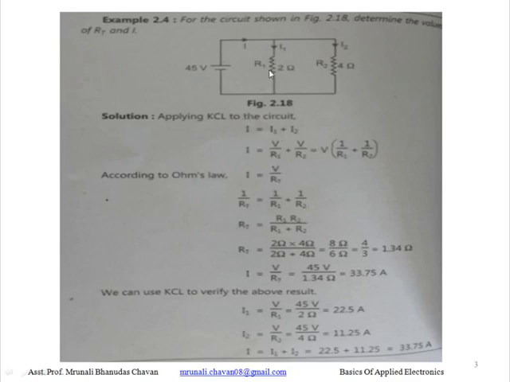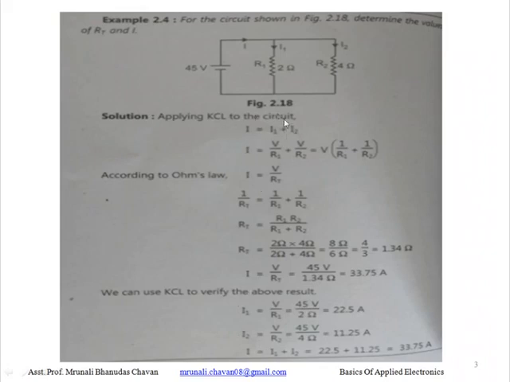आता आपल्याला माहिती आहे I1 साठी आपल्याला इक्वेशन आपण इथं पाहिलं. I1 म्हणजे काय? इट इज नथिंग बट द करंट फ्लोइंग थ्रू रेजिस्टर R1. सो वी कॅन राइट फॉर I1 equation as I1 is equal to V by R1, and if we calculate I1 we will get its value 22.5 ampere, and I2 is nothing but the current flowing through resistor R2. So I2 is equal to V by R2 is equal to 45 volt divided by 4 ohm, it will give us 11.25 ampere.